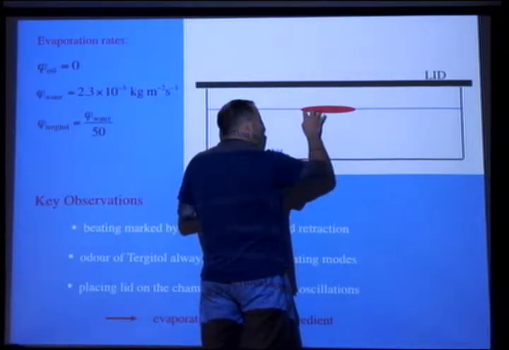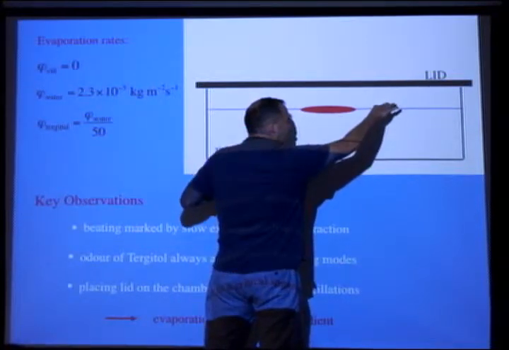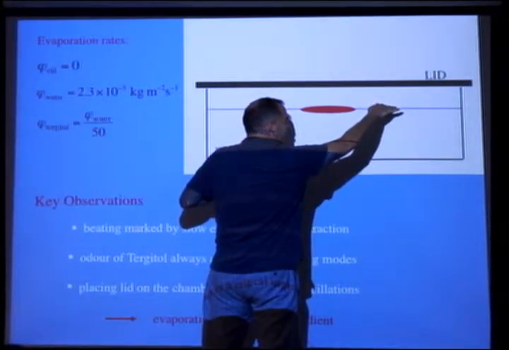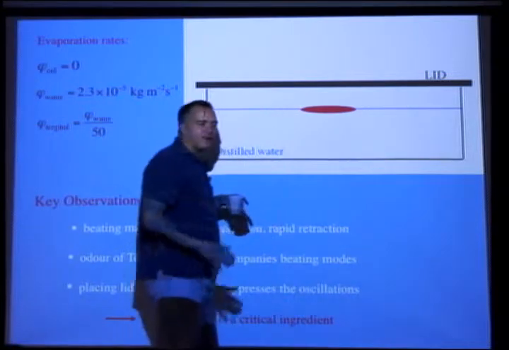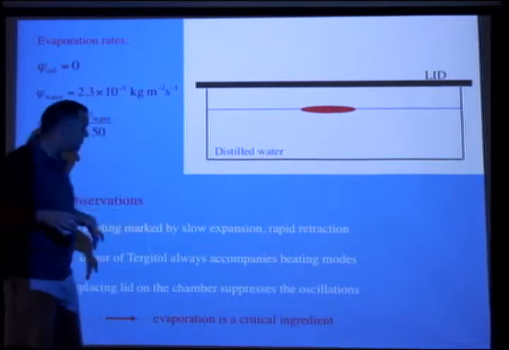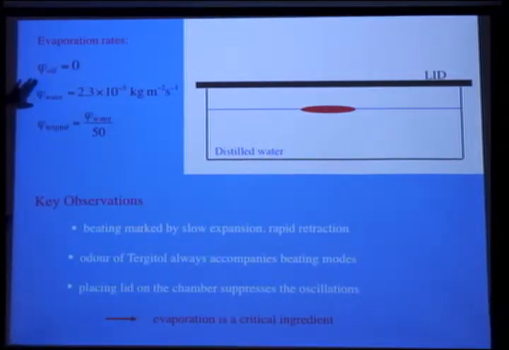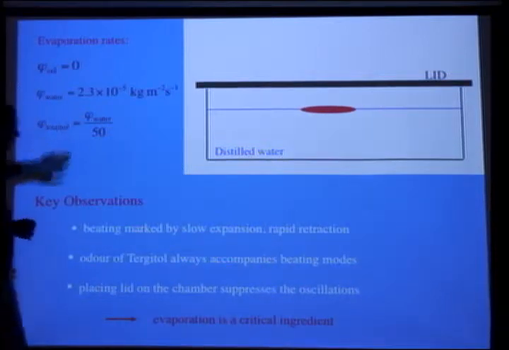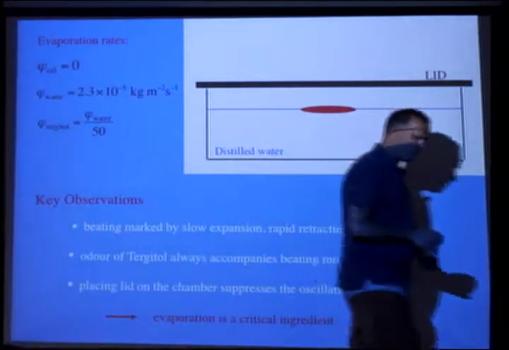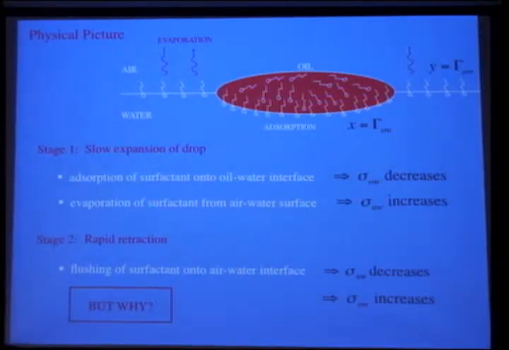The surfactant comes down, hits this interface, decreases the surface tension. Meanwhile, the surface tension here is increasing because of evaporation. So the two effects are both leading to spreading of the lens, right? Okay, so we measured the evaporation rate of turgitol, and it was low, but it's critical. And so what is going on here?